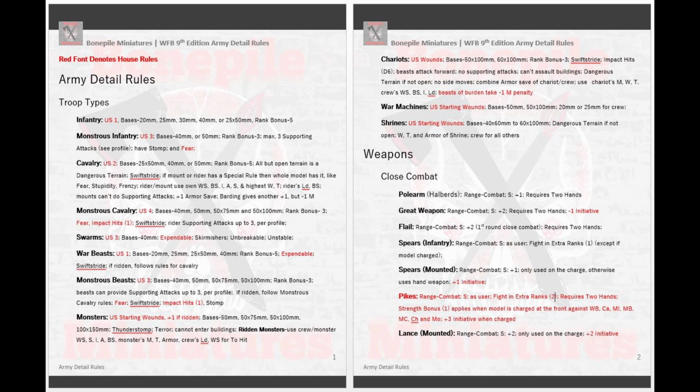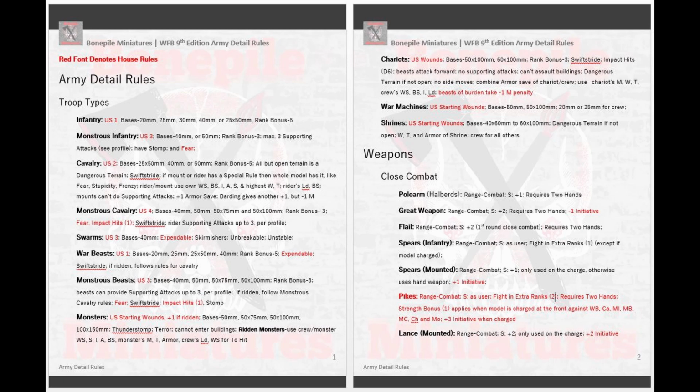And that finishes off this section on troop types. And I think that section is very straightforward and easy to understand. And so we're just going to move on to the next section. Now we're going to cover weapon choices. And we will look at close combat weapons first.